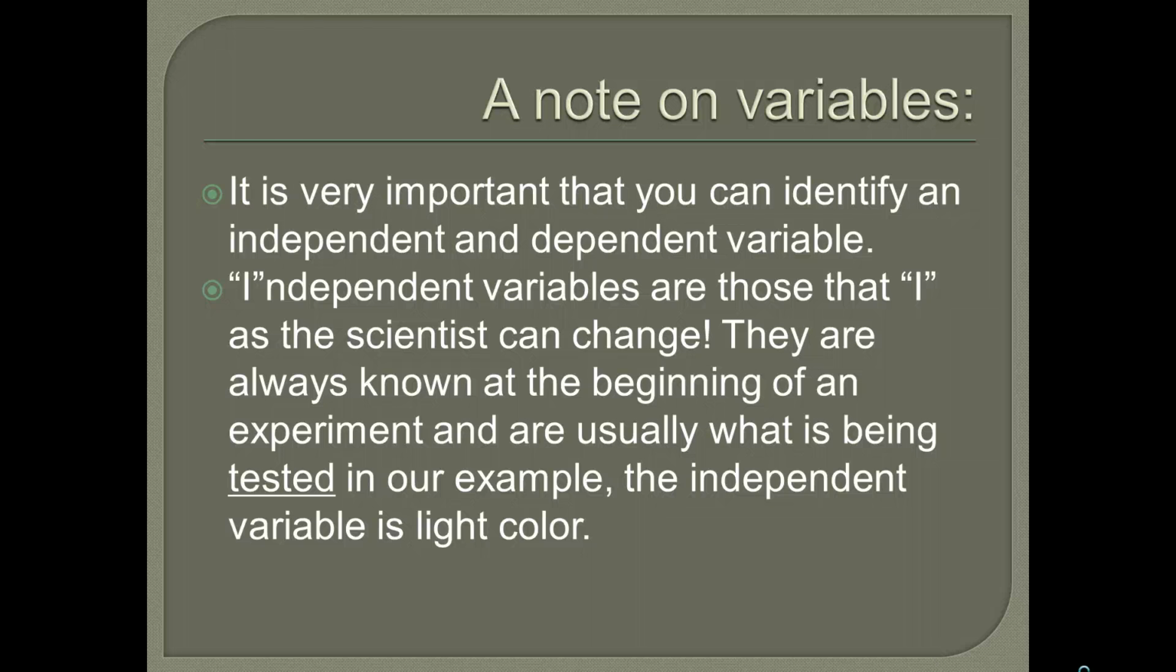I do want to pause here and talk about variables. One of the most important things, and often the most difficult things for students, is to know the difference between an independent and a dependent variable. An independent variable, starting with an I, are those that I, as the scientist, have control over. I can change those. We always know them at the beginning of an experiment, and usually that is what we are testing. So for our example, the independent variable is the light color.